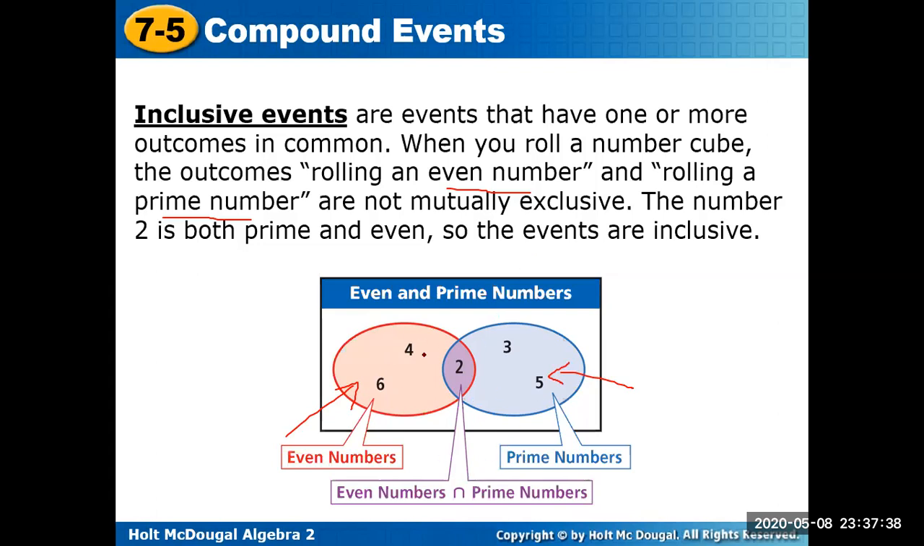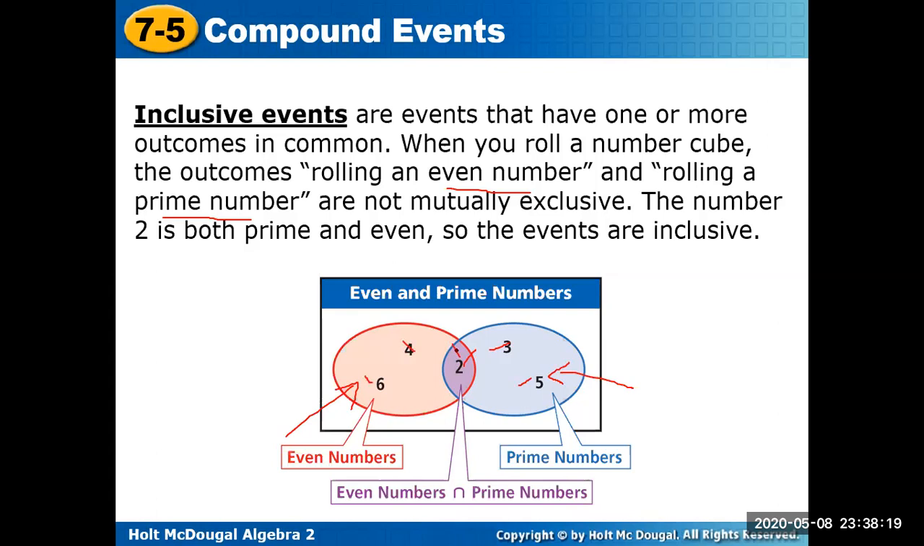The numbers on the number cube are from 1 to 6, right? So 1 is neither prime nor even, so it's not included in either of the circles. I hope you all know that 1 is not a prime number and it is also not an even number. The numbers start from 2. The prime numbers are 2, 3, and 5, and the even numbers are 2, 4, 6.